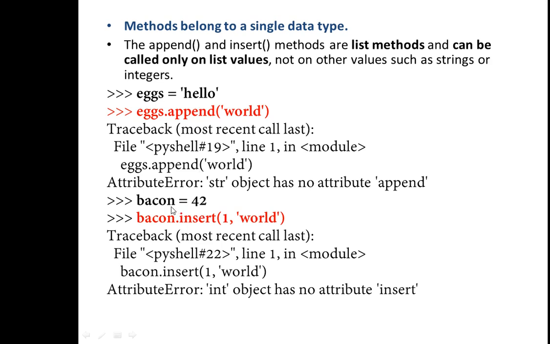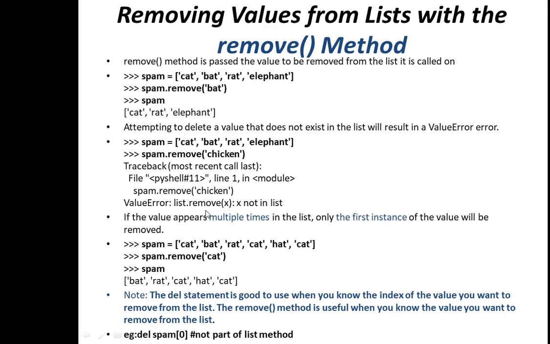See, in the second example here, bacon is equal to 42. Now bacon is actually an integer. It is not a list. Upon that, if I try to use the insert method, it will not work. It will say int object has no attribute insert. That means the int data type does not have any method called insert, because the insert and append methods are only for list data types. Bacon is not a list here. It is only an integer.